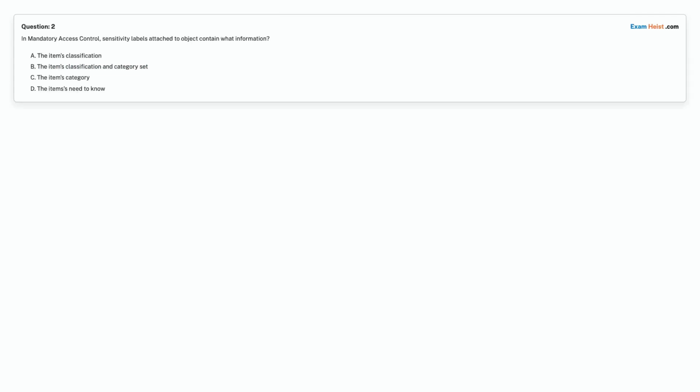Question 2. In mandatory access control, sensitivity labels attached to objects contain what information? Option A. The item's classification. Option B. The item's classification and category set. Option C. The item's category. Option D. The item's need to know. Choose the correct answer.